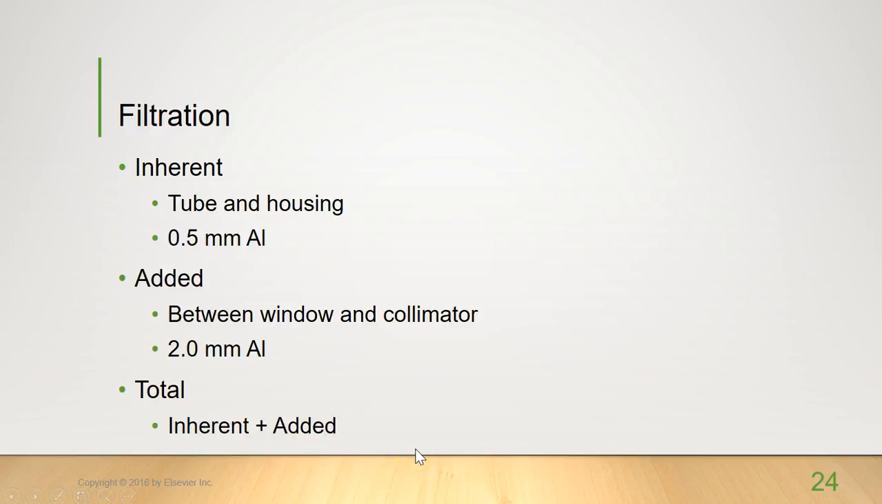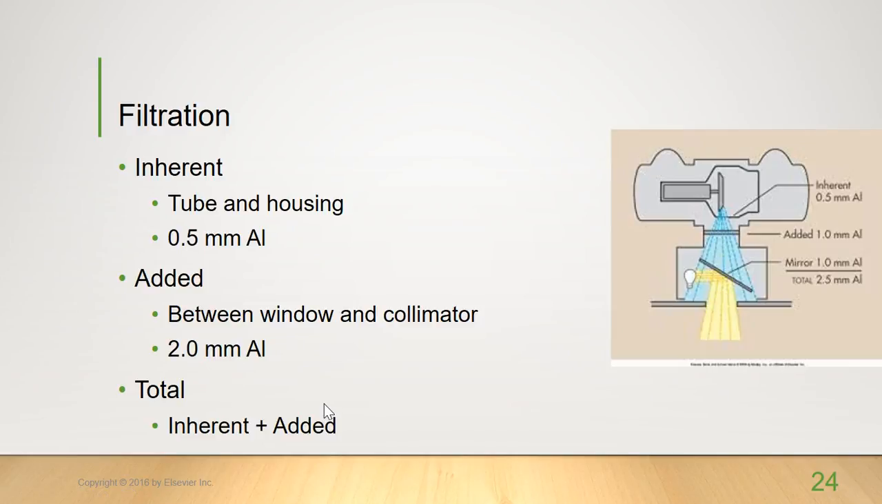Now you can have any numbers, and so if you ever see a problem that says, you know, if you have inherent of this amount and added of this amount, know that the total is the total. But this is the typical. So if you were ever asked that, make sure you read the question. In general, it's inherent of 0.5, added of 2.0, and a total of 2.5. And so the combination of all this is what makes it.